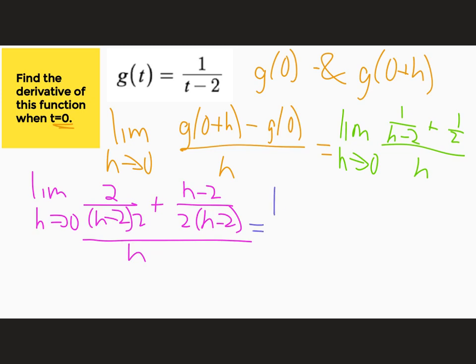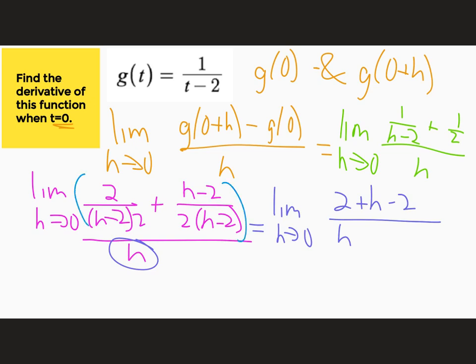And we can say, okay, equals the limit as h goes to 0. It's going to be 2 plus h minus 2 over h. And if you multiply top and bottom here by that 2(h minus 2), those will cancel. And you'll wind up with it down here. So 2h(h minus 2). Notice how the 2's cancel on top.